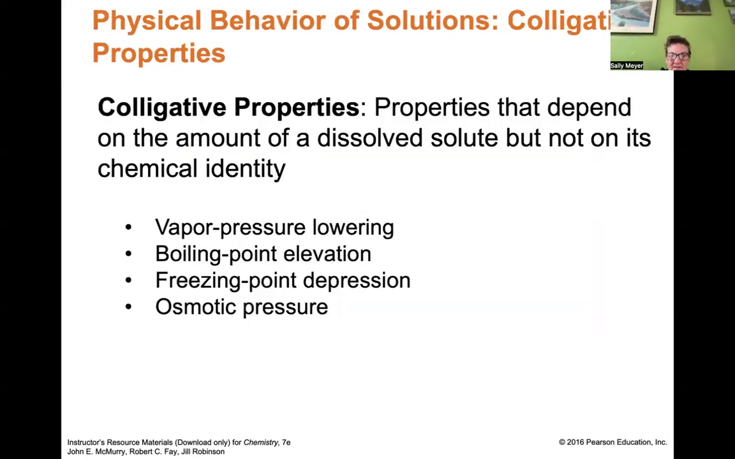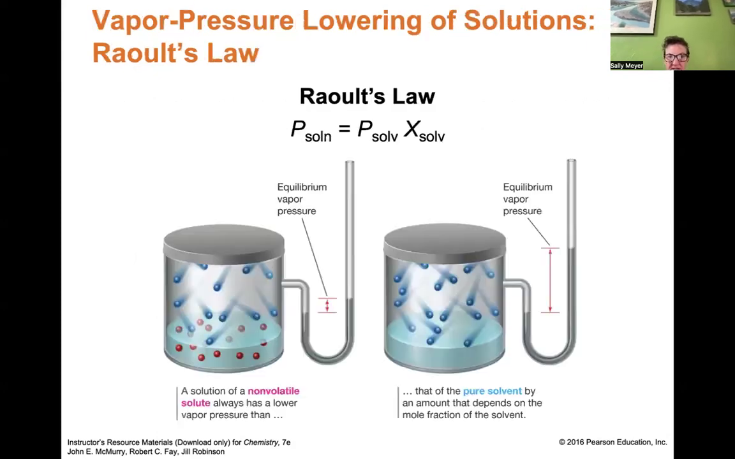There are some properties that are simply properties of the number of particles you put in solution, not the type. A colligative property is a property that depends on the amount of a dissolved solute, but not on its chemical identity. There are 4 of them that are important, and we will go through them. They're actually related to each other in a lot of ways.